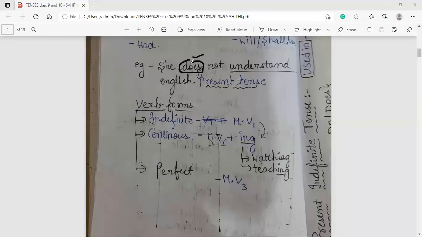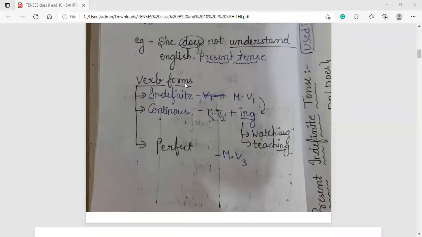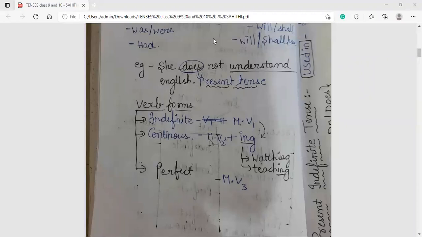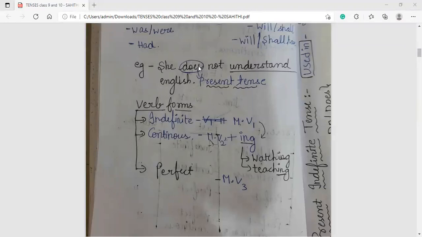So she does not understand. This comes under the present tense. Okay, got it. So the helping verb does is there. It is used in the present indefinite tense. In the present indefinite tense, it is a negative form. Okay, it is clear. So today we are only going to complete the present tense.